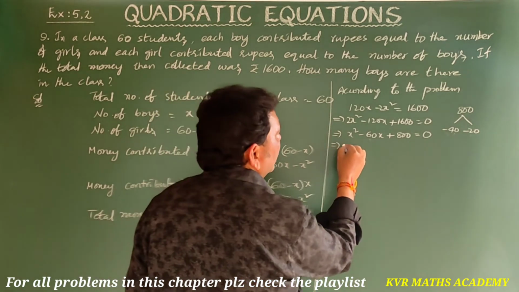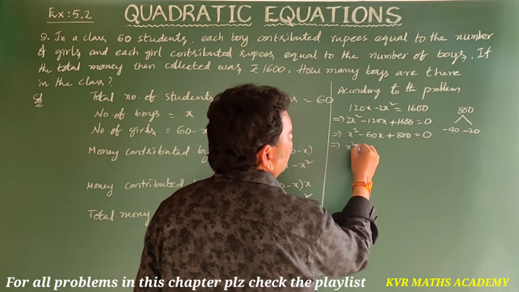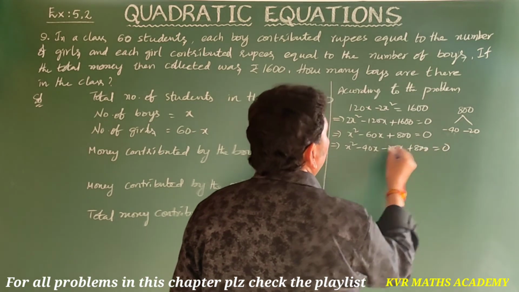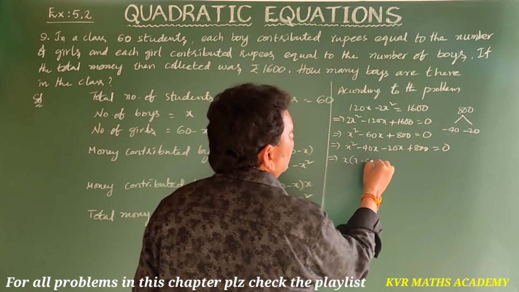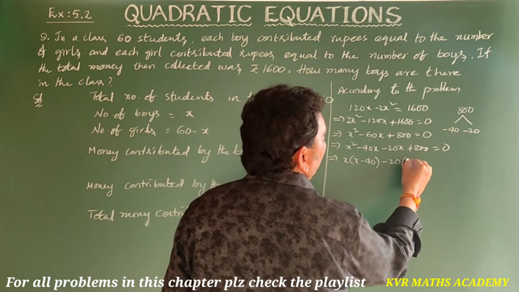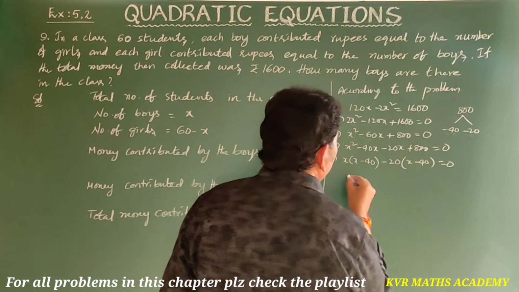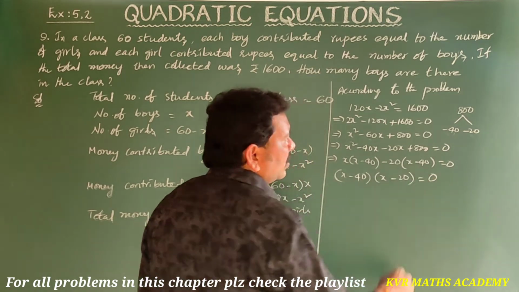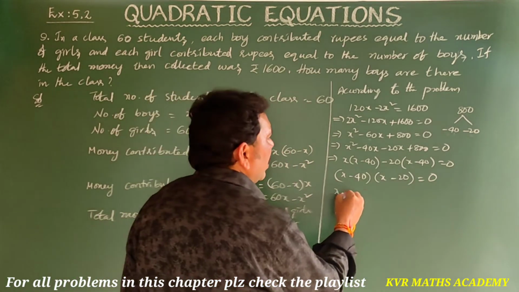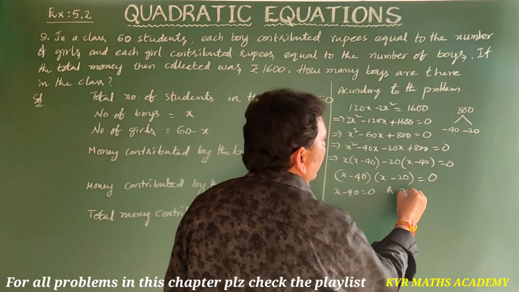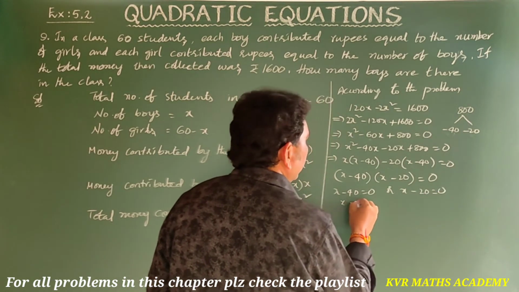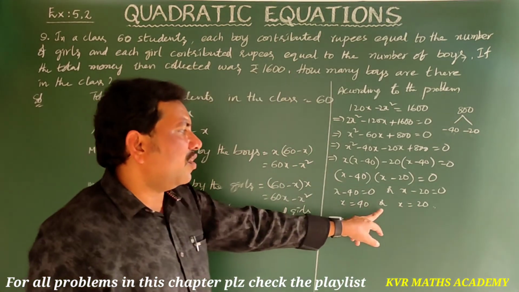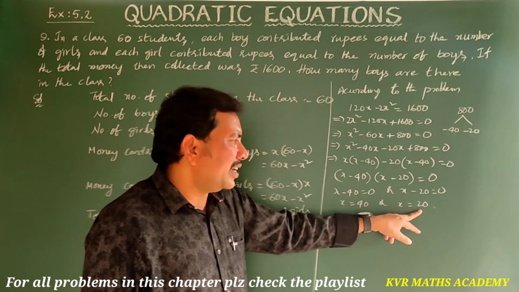So if you write like this, x square minus 40x minus 20x plus 800 is equal to 0. In these, x is common in the first two terms, x minus 40, and minus 20 is common in the other two, so x minus 40. Then x minus 40 is common, and x minus 20 is the remaining part, equal to 0. So x minus 40 is equal to 0 or x minus 20 is equal to 0. So x is equal to 40 or x is equal to 20.